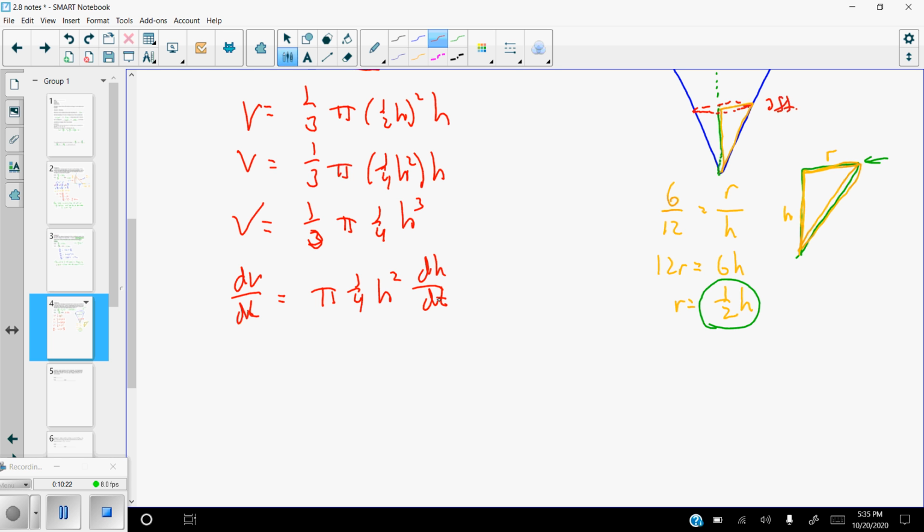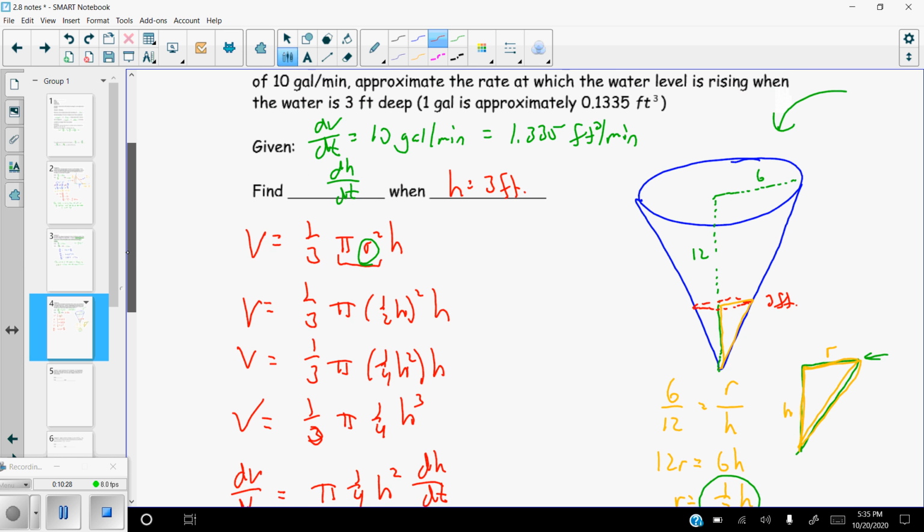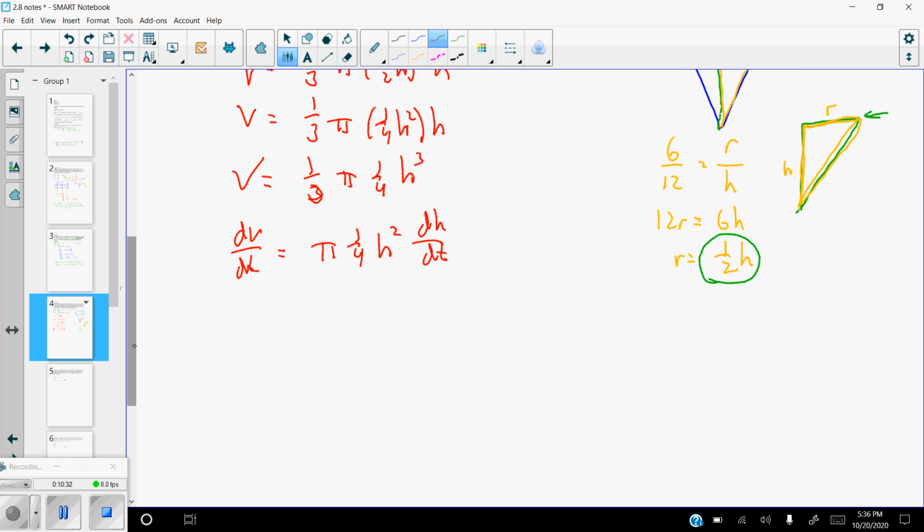Now I should have everything that I need. I'm solving for dh over dt. They gave me dV over dt, so I can plug that in. That's 1.335 for dV over dt equals pi times 1/4. The height was 3. I remember that one.